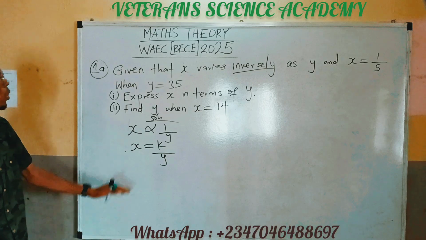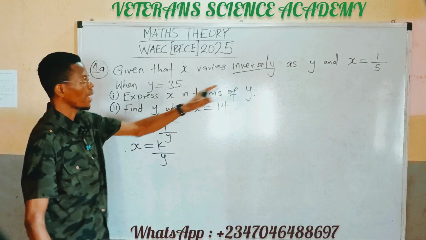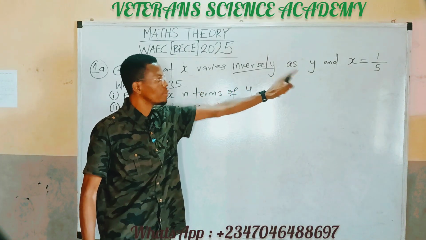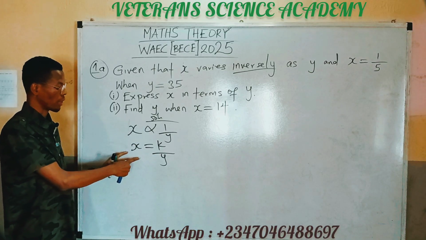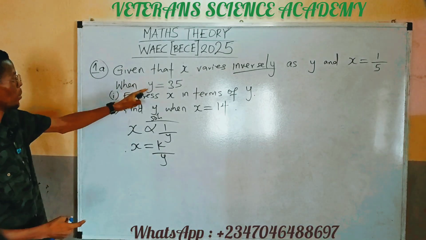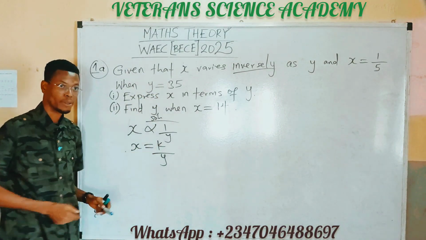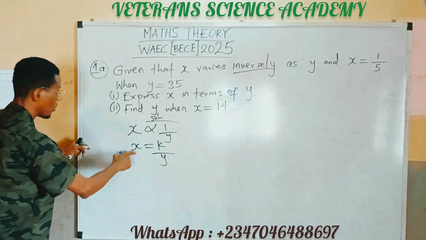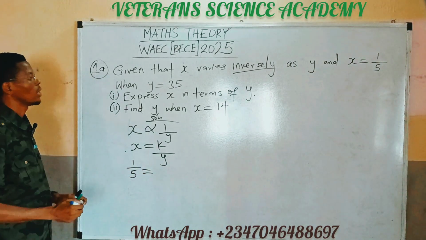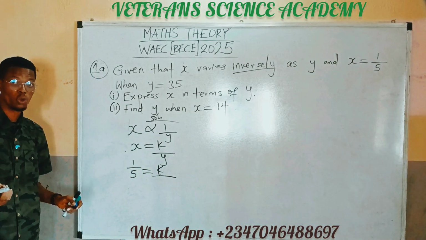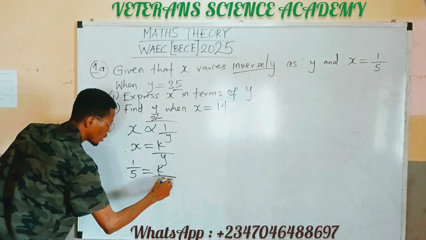Now we are going to find the value of k. How do we find k? It says x equal to 1/5. So in place of x, we are going to put 1/5, and in place of y, we are going to put 35, so that we can find the value of our k. Now we have 1/5 equal to k over 35, where k is our constant, which is unknown.